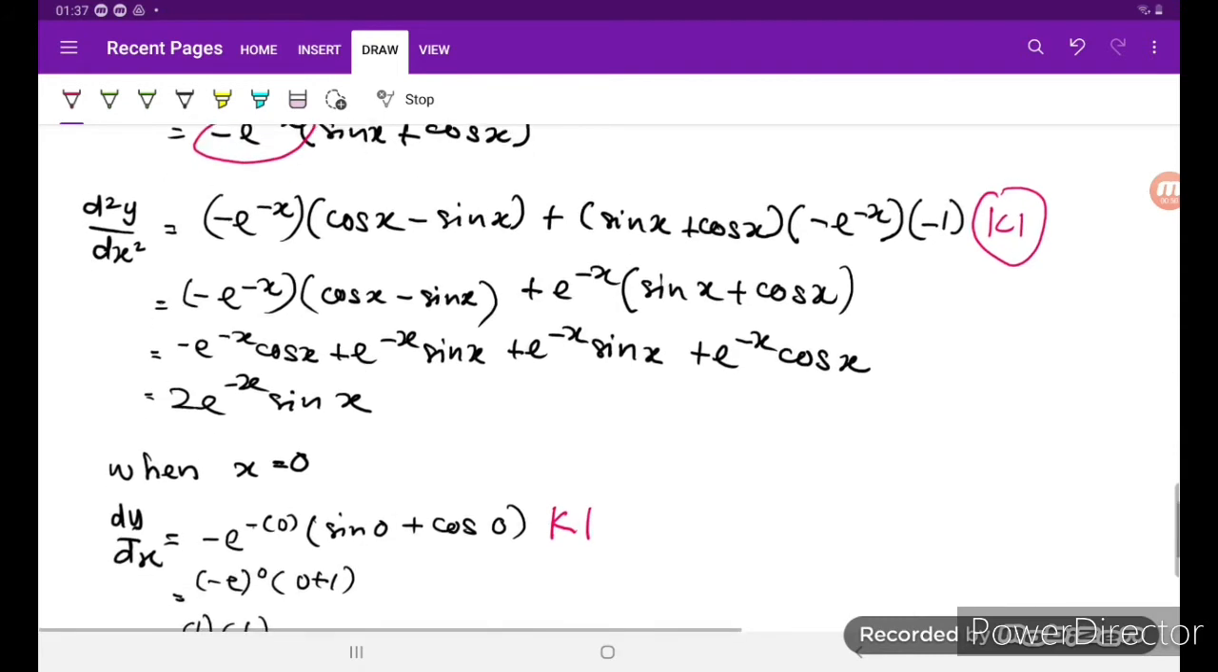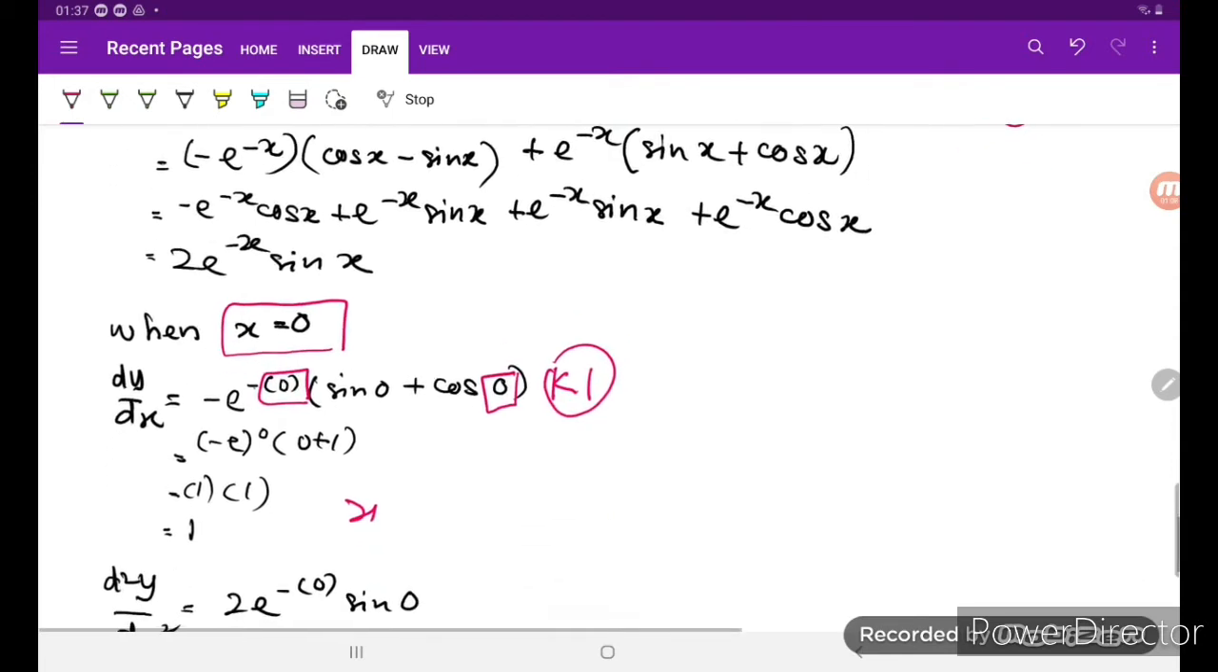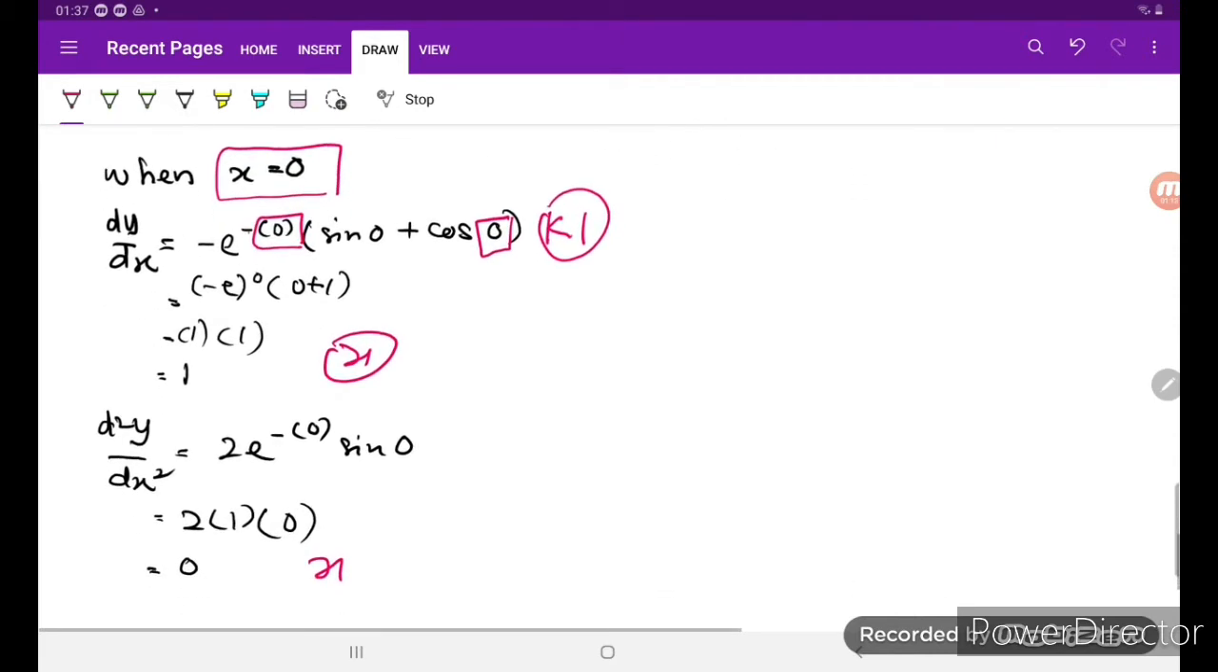Simplify. After that you substitute x equals to 0 in the first derivative. Substitute, you get k1. This is where you substitute. Get k1, and then get j1 when you get your answer 1 for first derivative, and then get your answer 0 for the second derivative. You will get your j1.